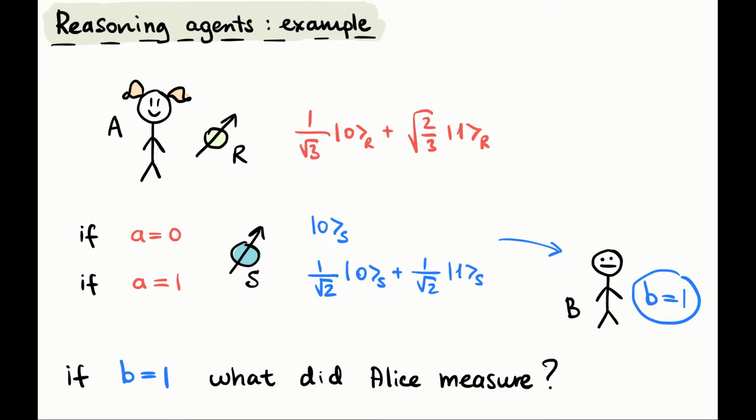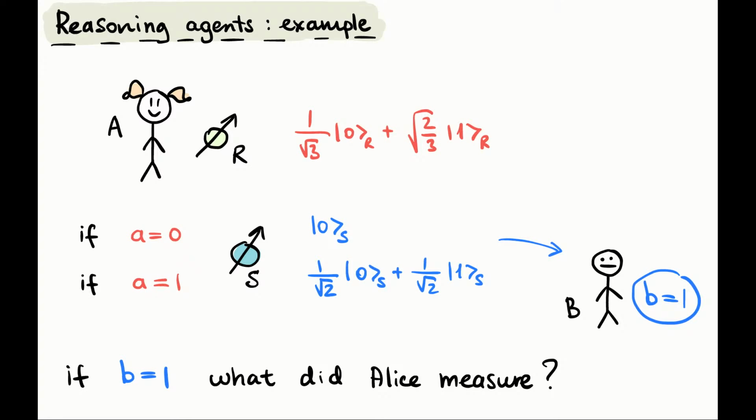So at the point where Bob gets the system and gets the outcome of his measurement, Alice had evening plans and she already closed her lab and she's gone. But still, Bob wants to know what was Alice's outcome. And suppose that Bob's outcome of the measurement of S was 1. So now Bob asks himself, okay, I got outcome 1. What did Alice measure in her lab?